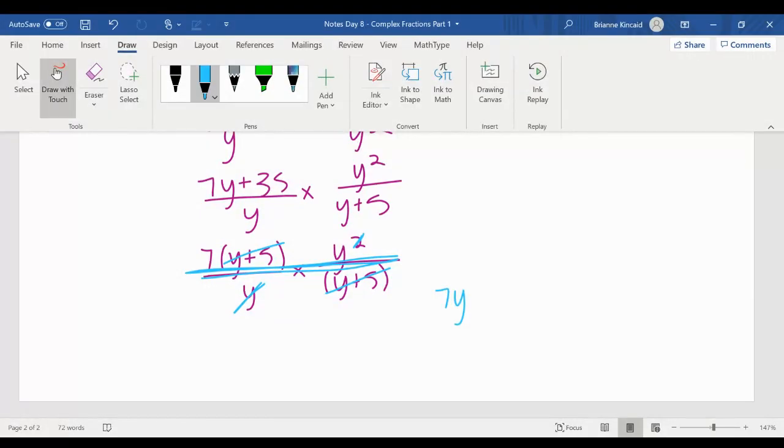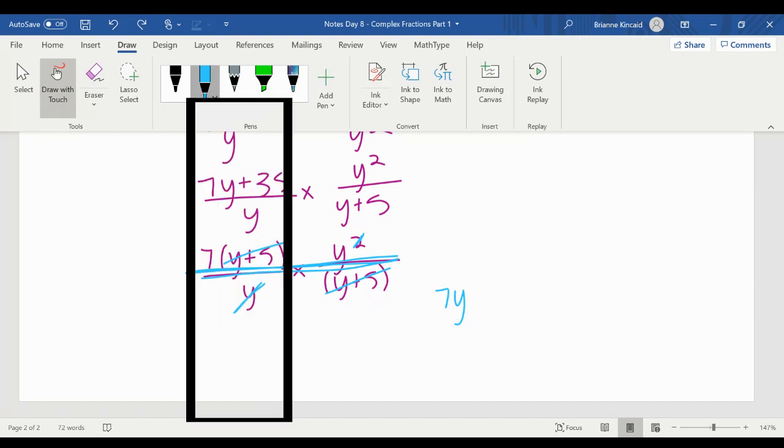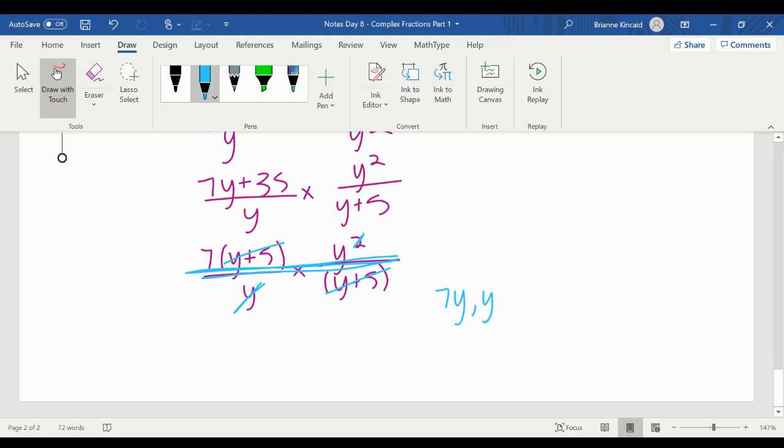If everything's canceled out in the denominator, technically this should be written over 1. There's a 1 in the denominator, but writing something over 1 doesn't change it, so we just leave it as 7y. So 7y with two excluded values, y cannot equal 0 or negative 5.